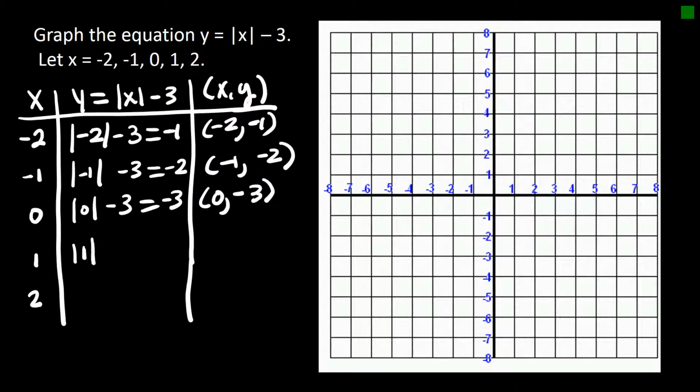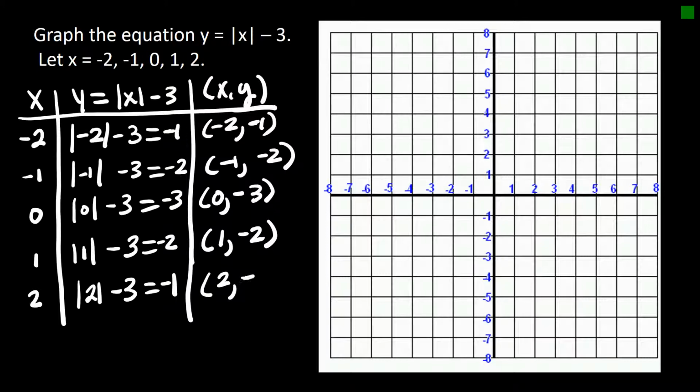The absolute value of 1 is 1, minus 3 is negative 2. So we have a point 1, comma negative 2. The absolute value of 2 is 2, minus 3 is negative 1. So we have a point 2, comma negative 1.